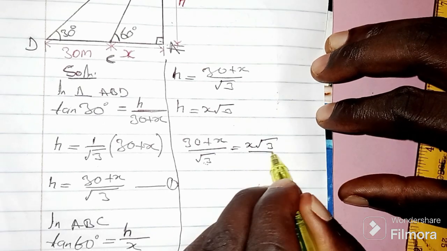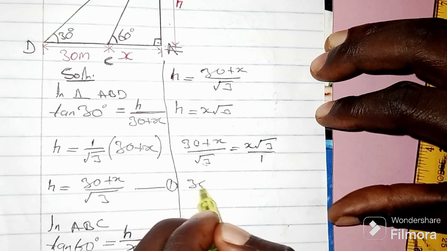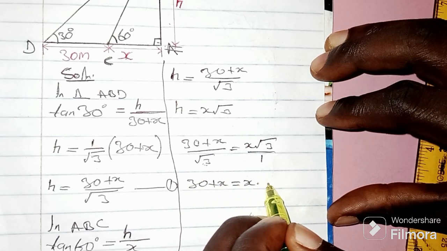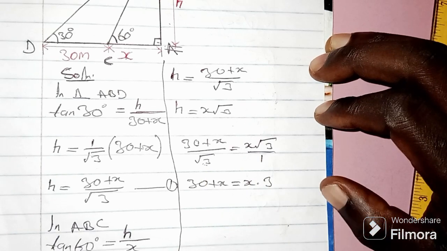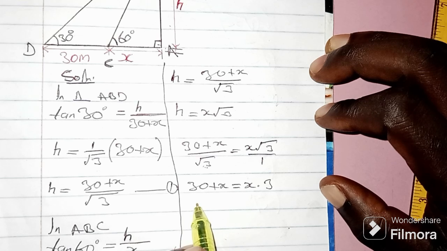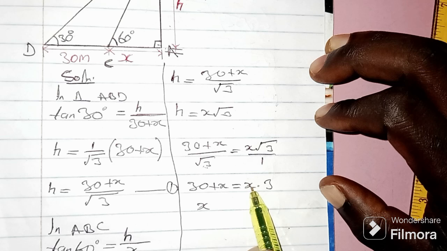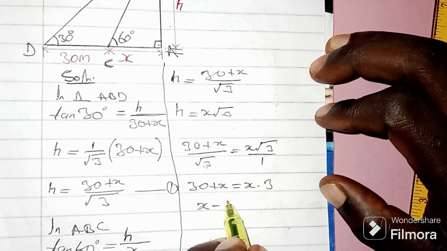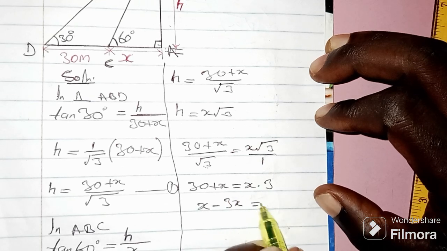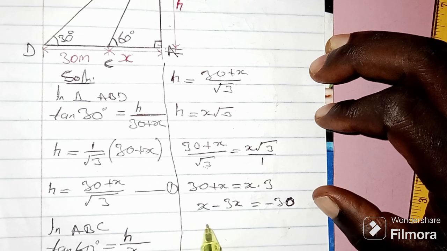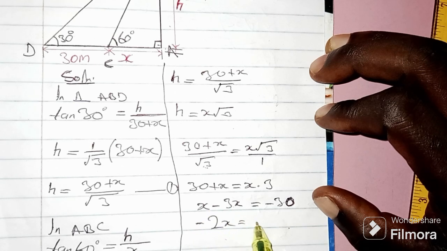So let me cross multiply, because this is divided by 1. This is 30 plus x is equal to x times 3, because root 3 times root 3 is 3. Going further, I'm going to have x times 3, which is 3x. Then when 3x comes here, I'm going to have x minus 3x is equal to minus 30. So x minus 3x is minus 2x is equal to minus 30.